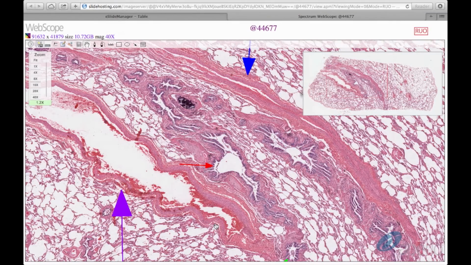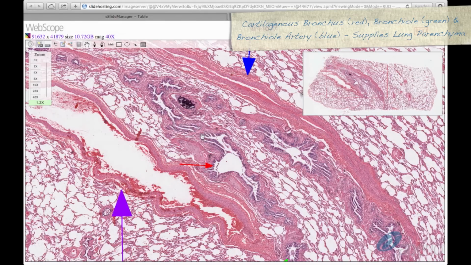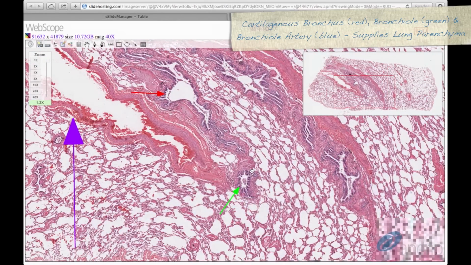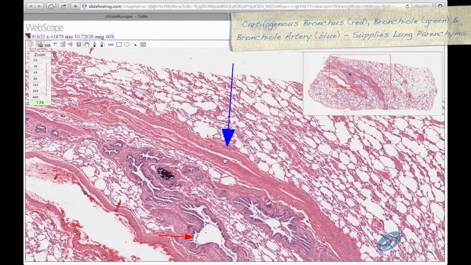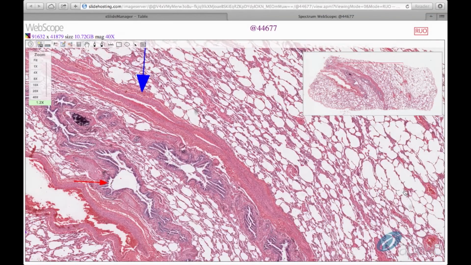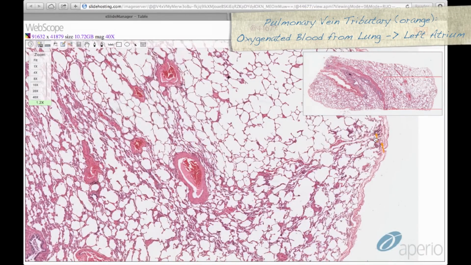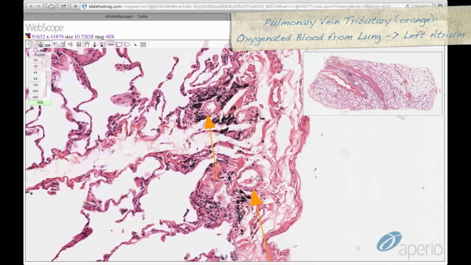It is running parallel to a cartilaginous bronchus next to the red arrow and the bronchiole next to the green arrow. The bronchial artery is indicated by the blue arrow. It supplies the parenchyma of the lung with oxygenated blood and runs close to the bronchus and bronchiole. Lastly, you can see a tributary of the pulmonary vein, seen here at the orange arrow, traveling at a distance from the bronchi and bronchioles and carrying oxygenated blood back to the left atrium of the heart.